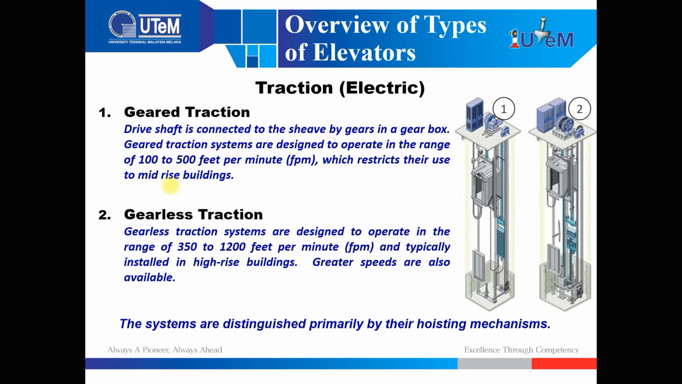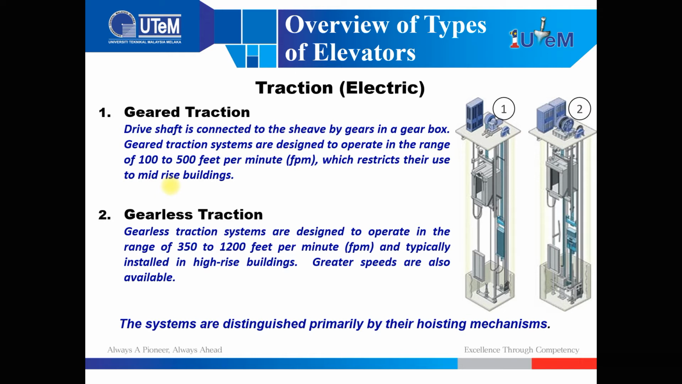For the gearless traction, kalau gearless maksudnya dia tak menggunakan gear lah. Dia designed to operate in the range of 350 to 1200 feet per minute. So dia punya speed dia lebih berbanding dengan geared traction, and typically installed in high-rise building.